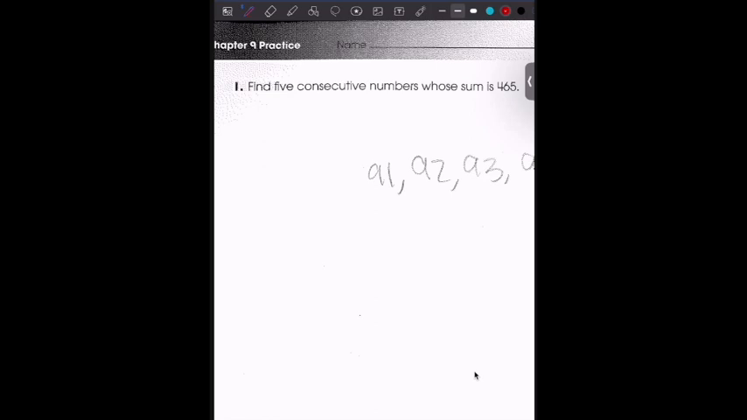And so we're going to find the solution to this problem. We have 5 consecutive numbers, and we're going to say that the first number of the 5 numbers is going to be a. Then since it's consecutive, the second number is going to be a plus 1. Third number is going to be a plus 2. Fourth number is going to be a plus 3. And the last number is going to be a plus 4.